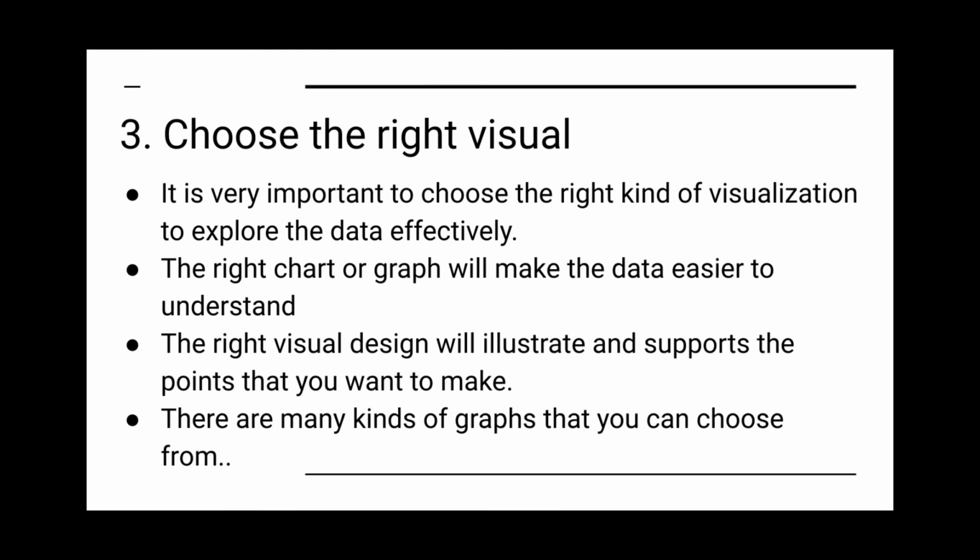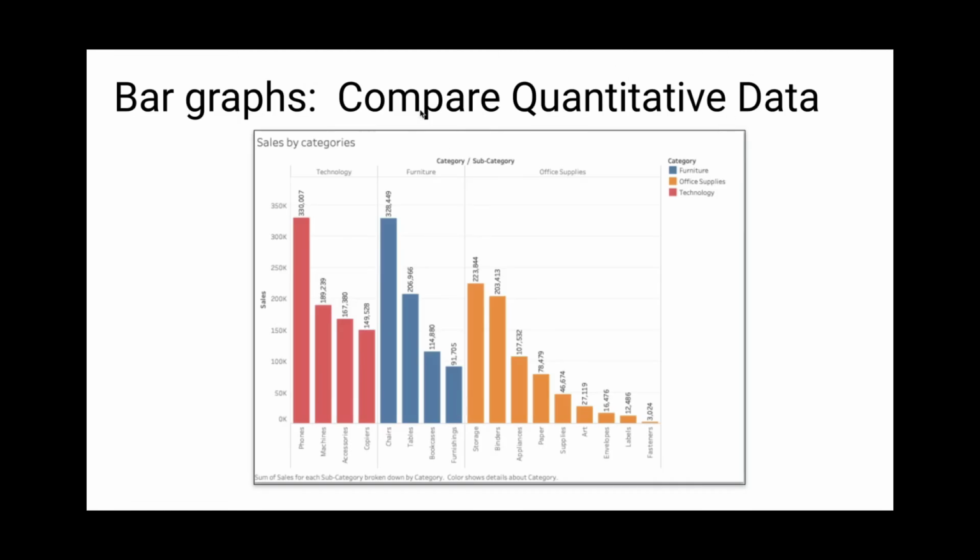Number 3 is choose the right visuals. It is very important to choose the right kind of visualization to explore the data effectively. As I have said before, it is not just about making a pie chart or bar graph. The right chart or graph will make the data easier to understand. The right visual design will illustrate and support the points that you want to make. There are many kinds of graphs that we can choose from. Here is a bar graph. Bar graphs are used to compare quantitative data.